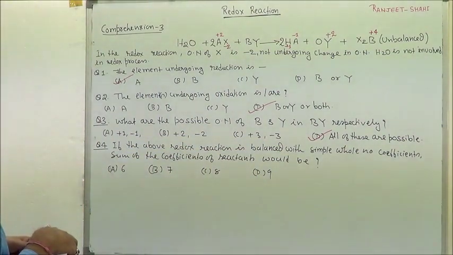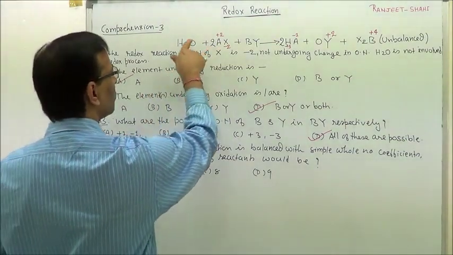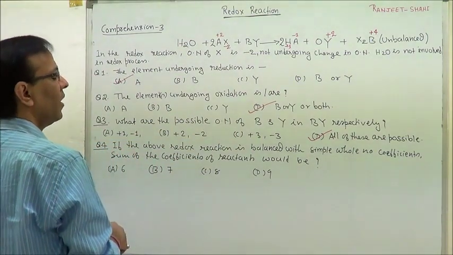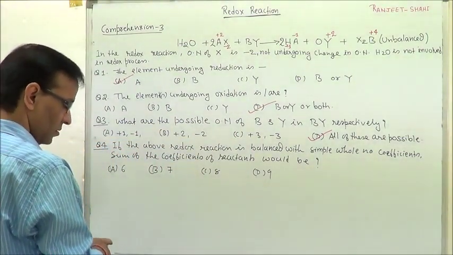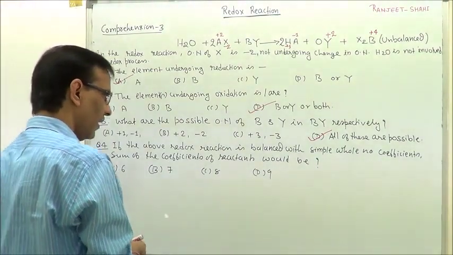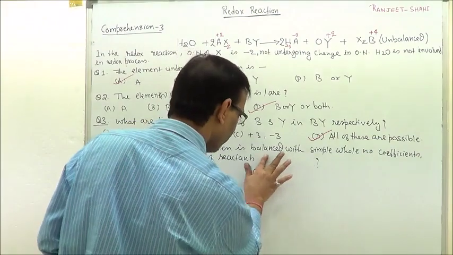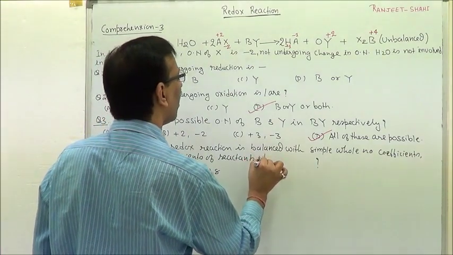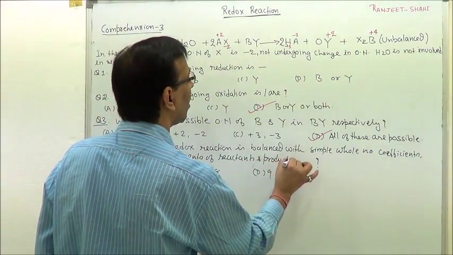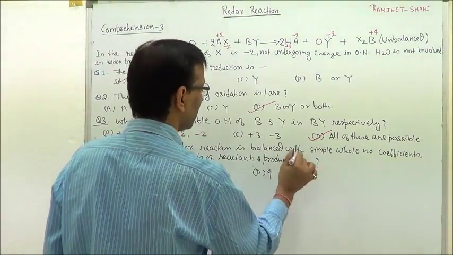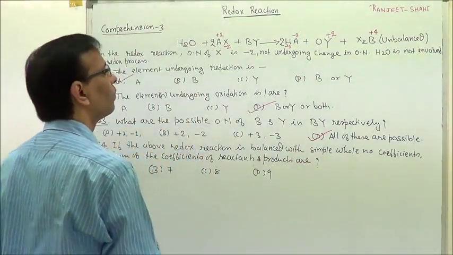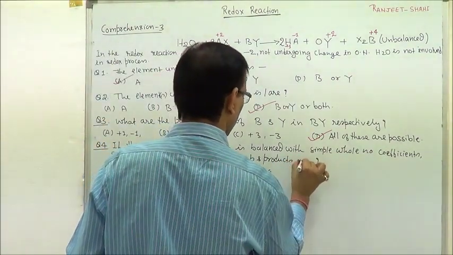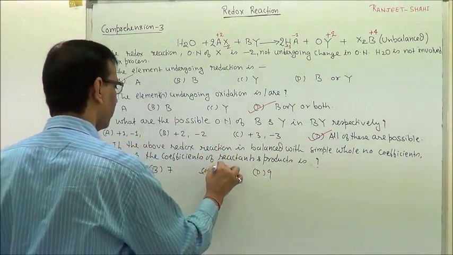BY. So 2 plus 1, 3 plus 1, 4, 2, 6, 1, 7, 1, 8. Sum of the coefficients of reactants and products, combine them, otherwise the answer will not come. Reactants and products. And products are, so 8.